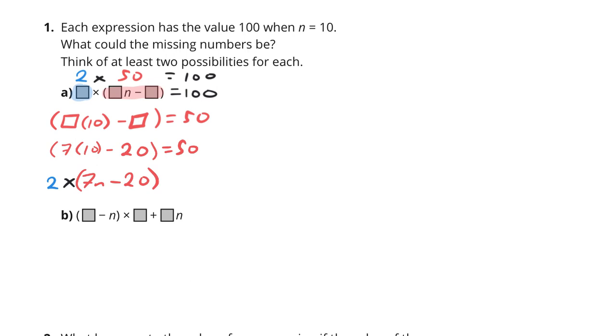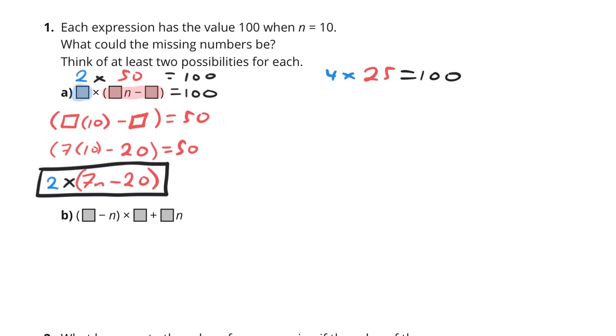Our second answer, we can do the same way. Something else. How about 4 times 25, right? Let's do that. So we've got 4 times 25 equals 100. Let's take just the red part and figure this out. So we've got, in these brackets, something times 10 minus something else equals 25.